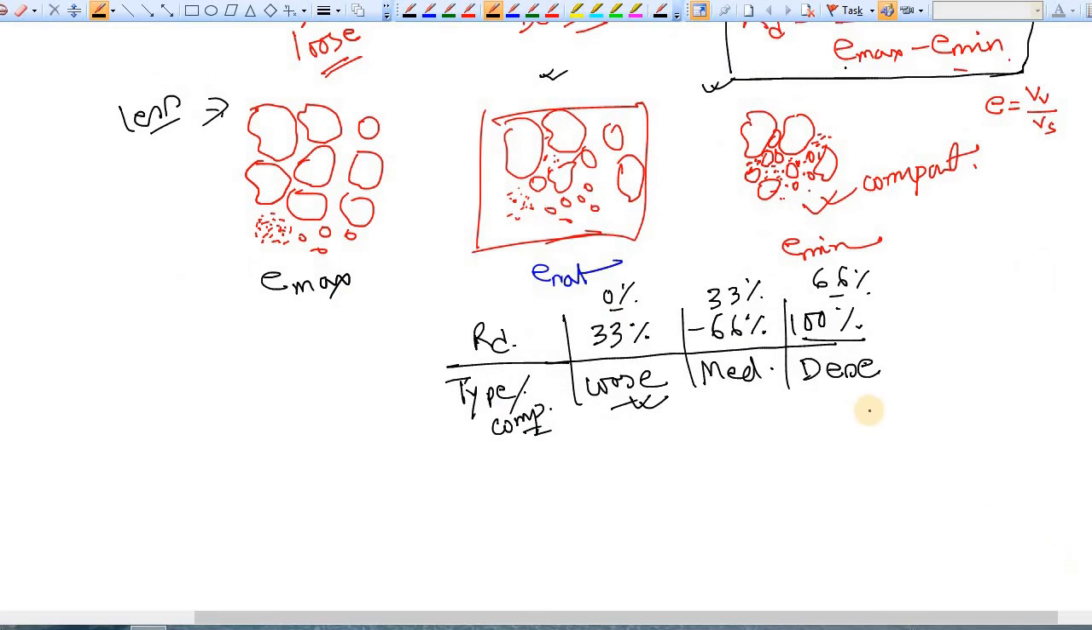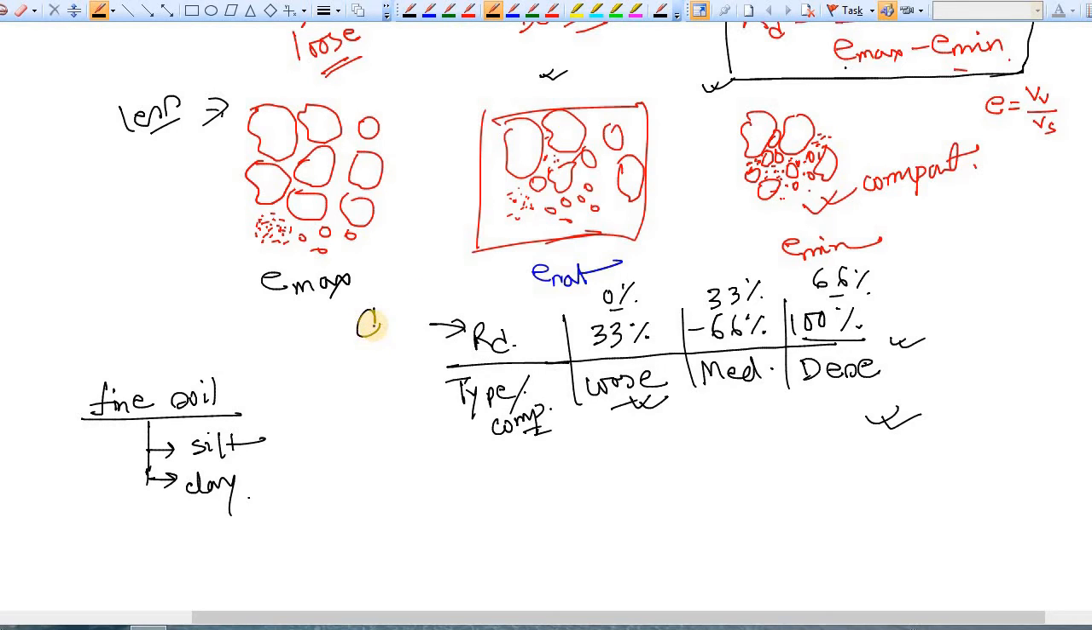Okay, so that's all regarding the coarse aggregate. And till now we have not discussed anything related to fine soil. In fine soil there are mainly two types of soil. First one is silt, and next one is clay. In the first lesson of classification of soil, I've already told you that you cannot classify clay or silt by grain size or this relative density. This relative density is related to coarse-grained soil, or more specifically to cohesionless soil.